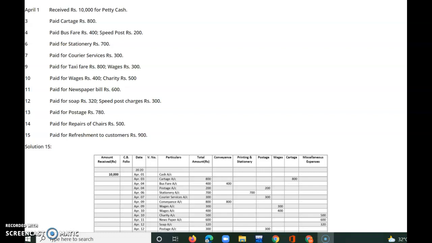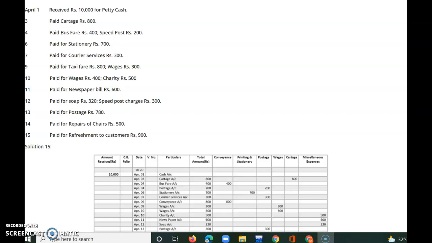Like paid cartage 800, we will write here in the cartage column 800, where we had paid the cartage. Also we will write in the total amount column that it is 800. Then paid bus fare 400, speed post 200. Bus fare we had paid as a part of conveyance, so we will write here bus fare 400 here, 400 here. Then speed post paid rupees 200. It is a part of the postage, we had written 200 here. Also 200 here in the total amount column.